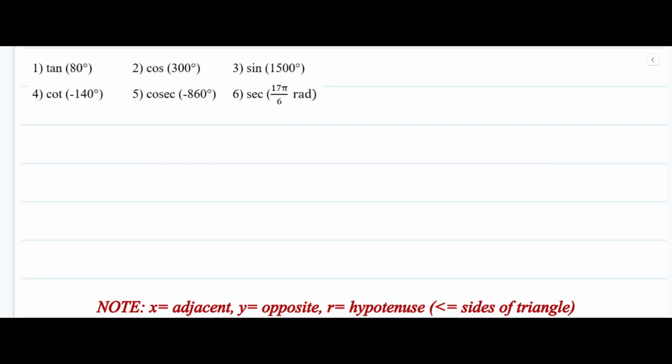Let us find out the sign of these trigonometric functions. First one is tan 80 degrees. 80 degrees lies in the first quadrant. The definition of tan theta is y divided by x.